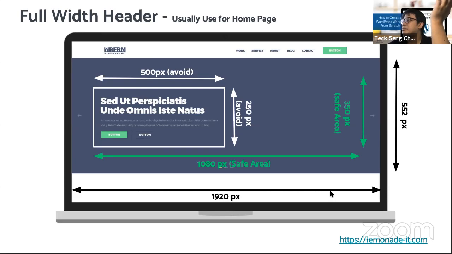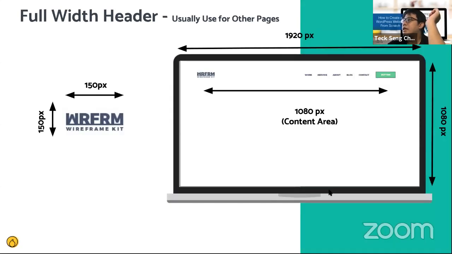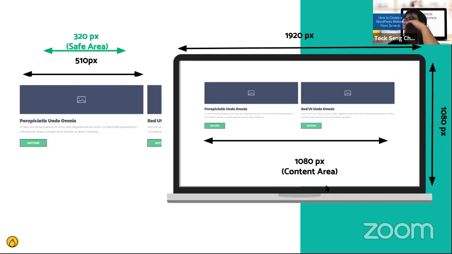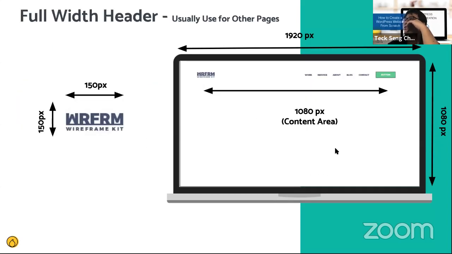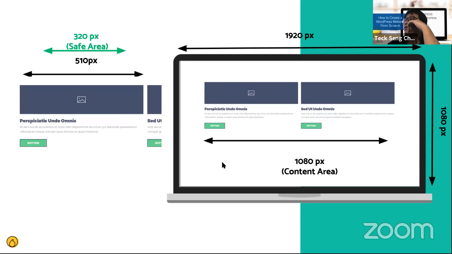Now, as for the other pages, when you work on the landing page, you know there are different columns. So this is actually 2 columns. For 2 columns, we calculated the amount to be 510.